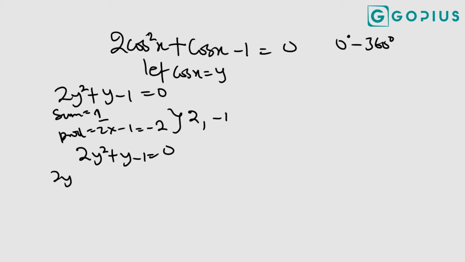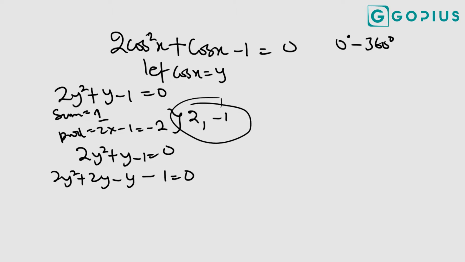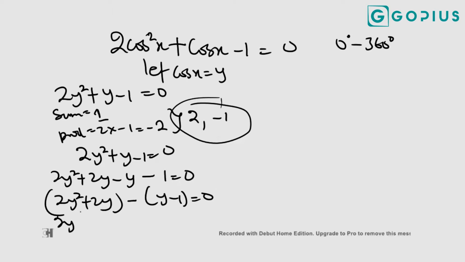So we have 2y square plus 2y, then minus 1 here means minus y, then minus 1, equals 0. We use these 2 numbers to replace our sum here, which is plus y, as 2y minus y. 2y minus y of course will give you the y that was there. We now pair these brackets together and factorize. So we have 2y squared plus 2y in brackets, then minus into y plus 1, equals 0. We factorize. 2y is here, we bring it out: 2y into y plus 1, minus 1 into y plus 1, equals 0.